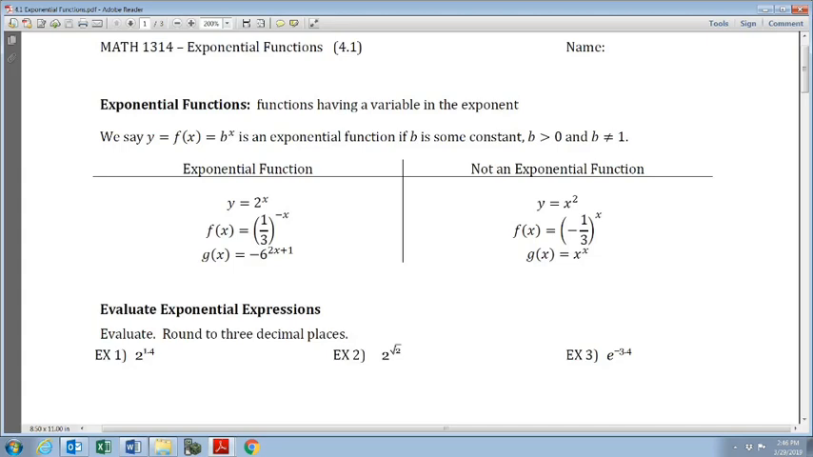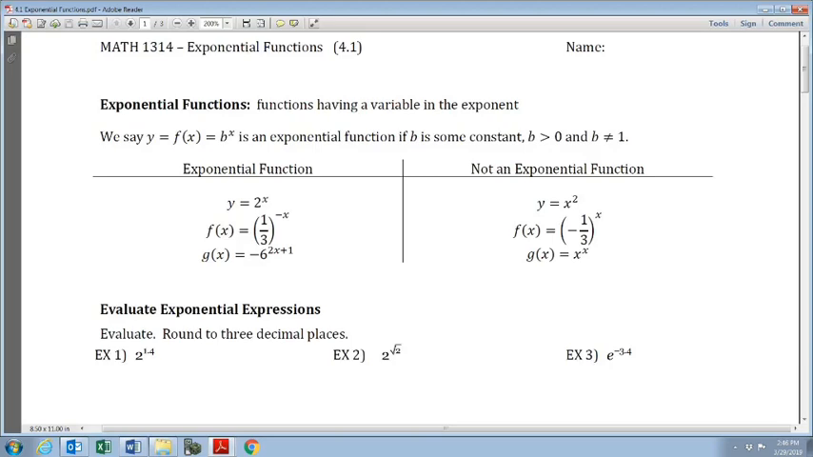Notice the first one, y equals 2 to the x. 2 is a positive number, and it's not 1. Same thing with 1/3 to the minus x. Be careful there, the base is actually just the 6, and so you do have a positive base, and it's not 1, so these are all exponential functions.